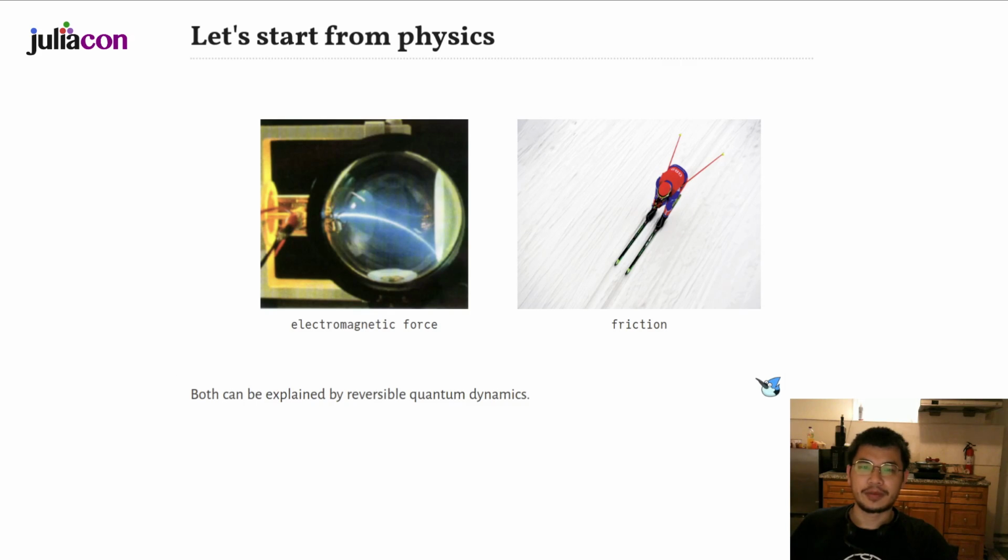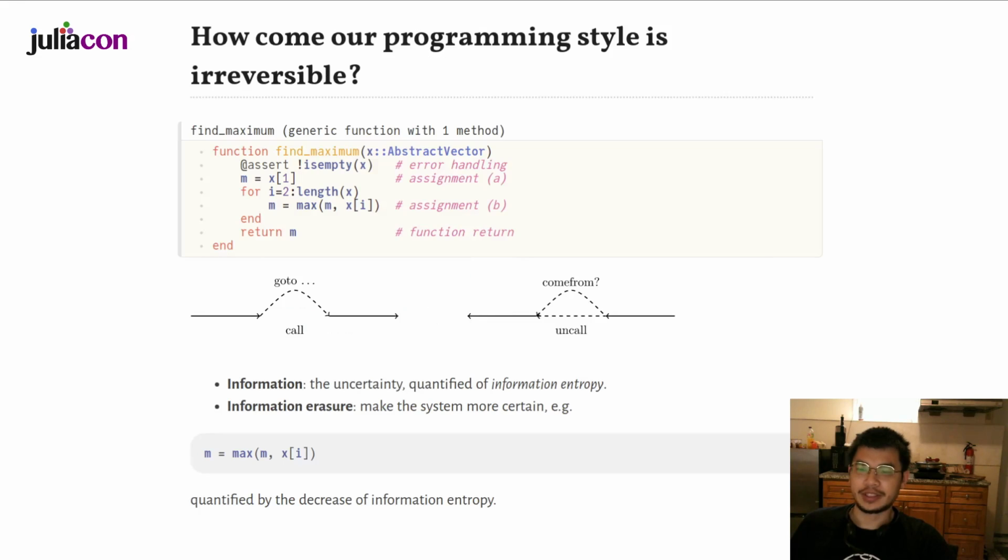Let's start from our physical world. There are lots of phenomena. Some are known as reversible, like the gravity and electromagnetic forces. Some are known as irreversible, like the friction. The fact is all these phenomena in the universe can be explained by a reversible quantum dynamics. Then how come our program style is irreversible?